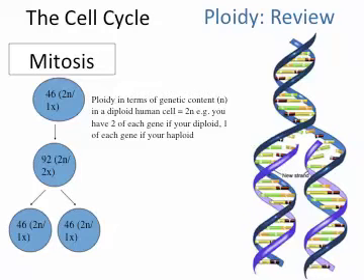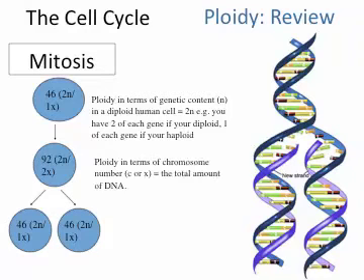So I told you ploidy can have two meanings. Ploidy in terms of genetic content: in a diploid human cell, our ploidy is 2n. That means you have 2 of each gene if you're diploid, and you only have 1 of each gene if you're haploid. If you look at ploidy in terms of chromosome number, then you can refer to that as a C or an X. I call it an X. Some people call it a C. That's just the total amount of DNA.